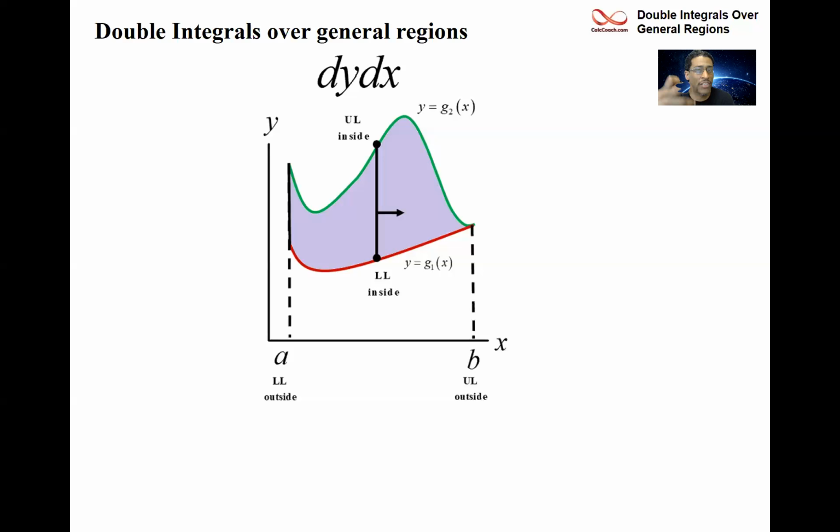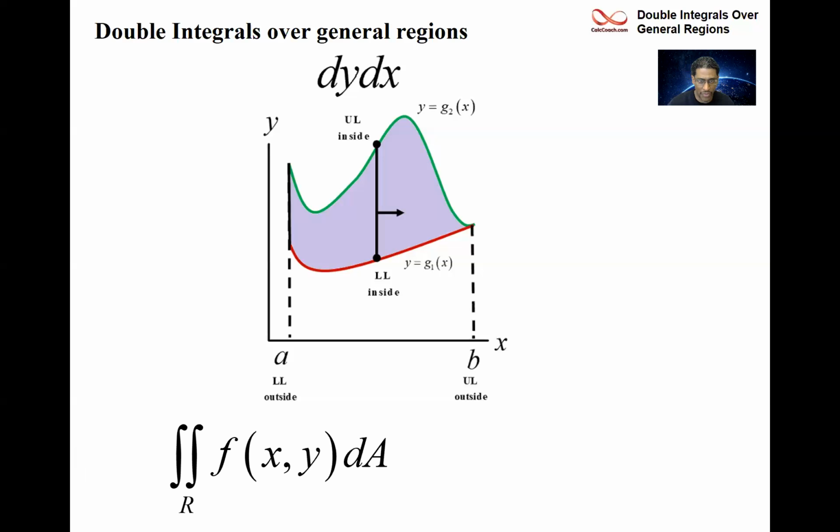Functions could be constant, the functions could be just general functions here. So I have g2 of x as my upper function throughout the region. I have g1 of x as my lower function throughout the region. They then correspond to my upper and lower limits of integration on the inside integral. dy dx is the vertical slice moved horizontally.